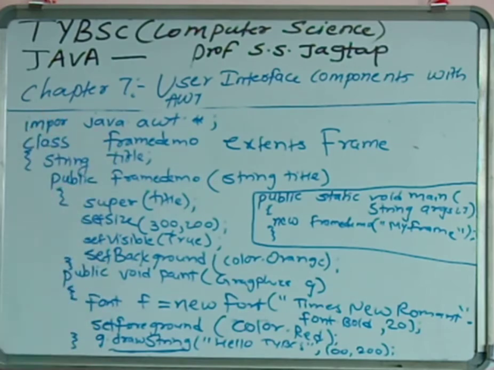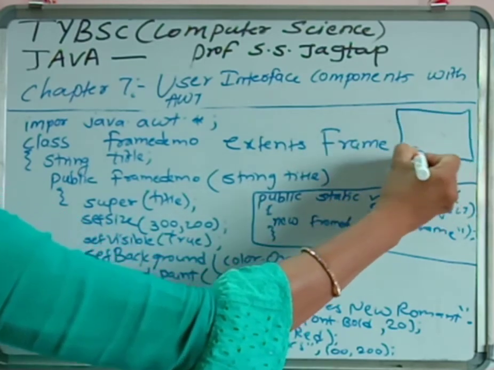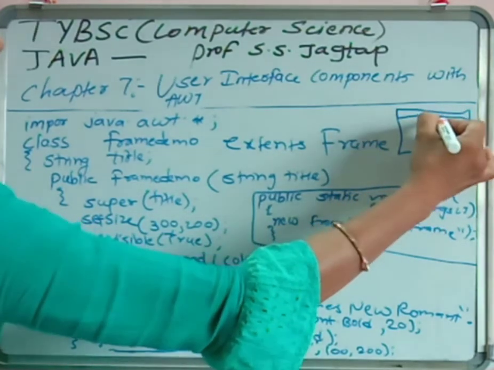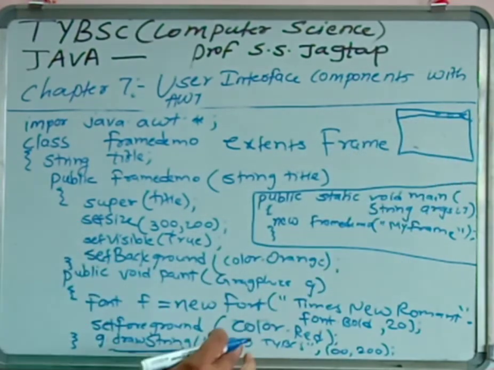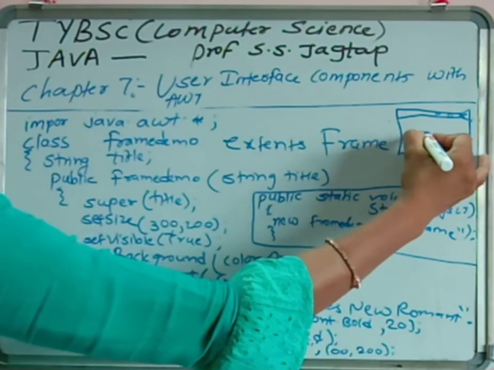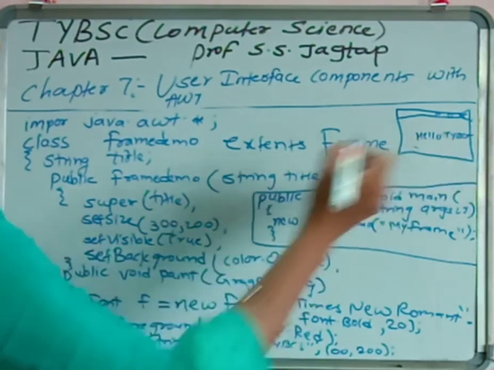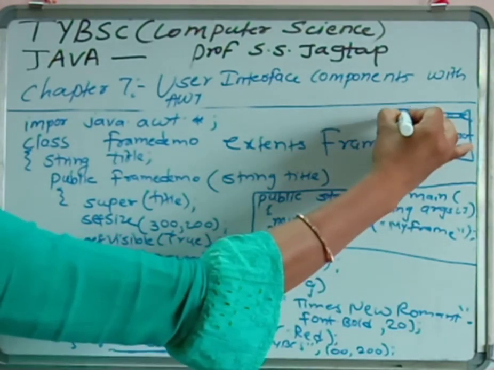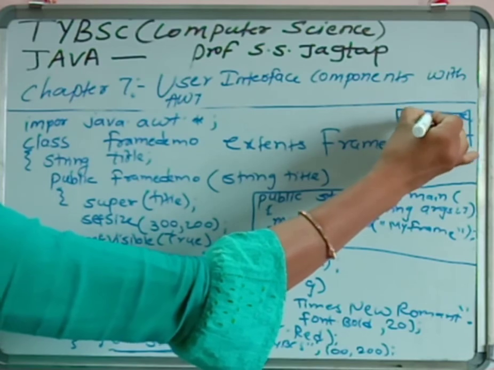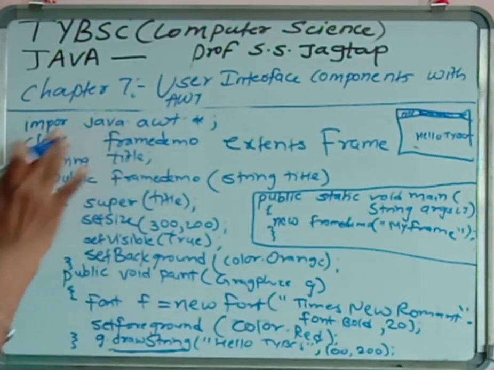This whole program will create an output. The output will be in this way. See, minimize, maximize and close, and this string Hello TYBCS will be put here. And our title, that is my frame, will go here. This is the output of this program.